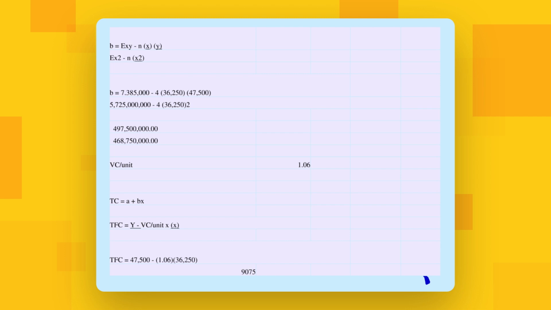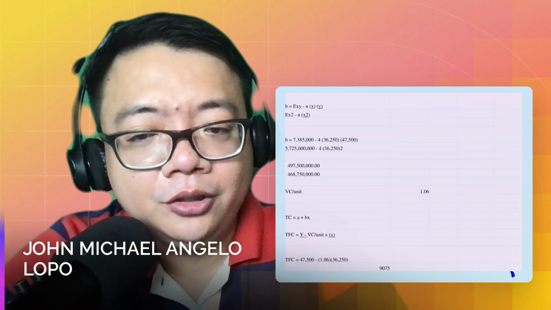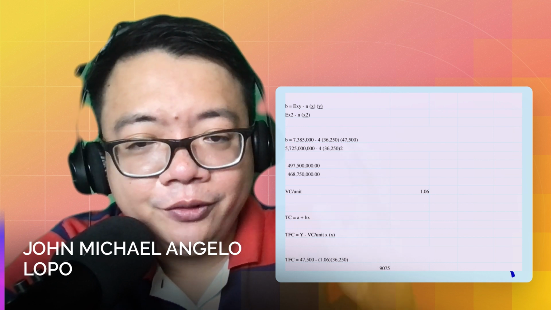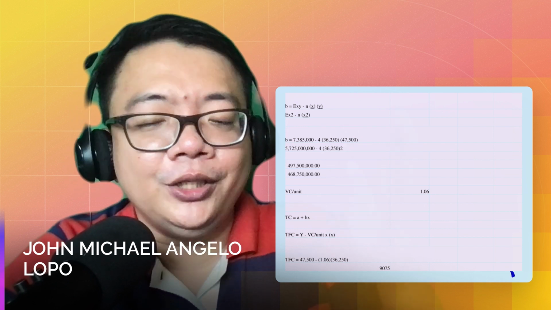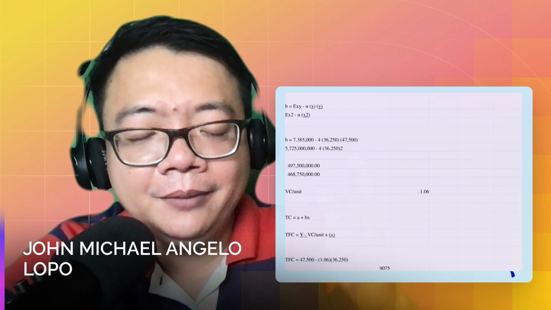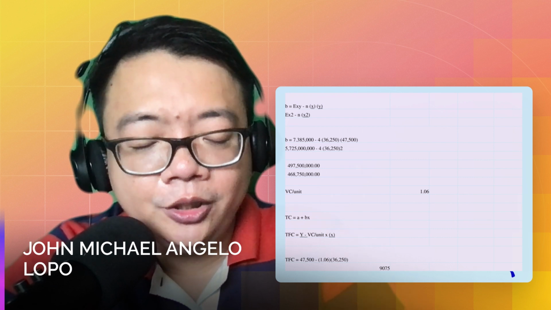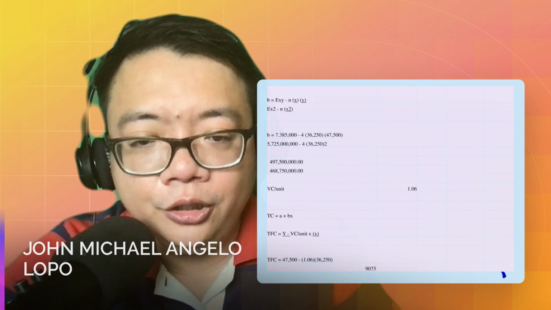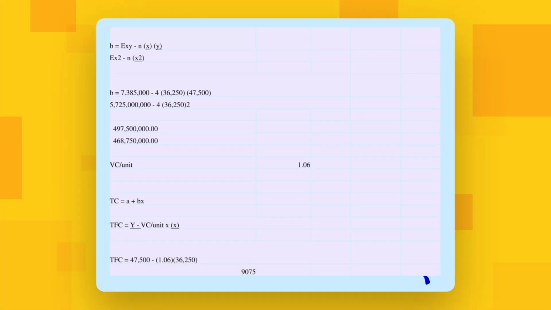So, next one is to compute for your total cost. What is the formula again for your total cost? Go back again to our, diba, ano nga yung total cost? You have your, very good, your fixed cost total plus variable cost per unit to be multiplied by the volume. So, TFC is equals to Y minus variable cost per unit to be multiplied by X, the volume of it.